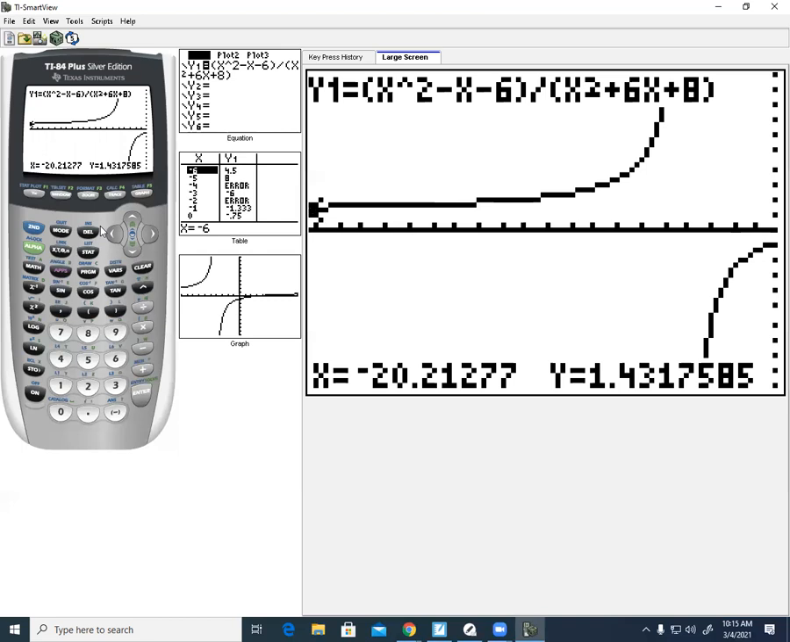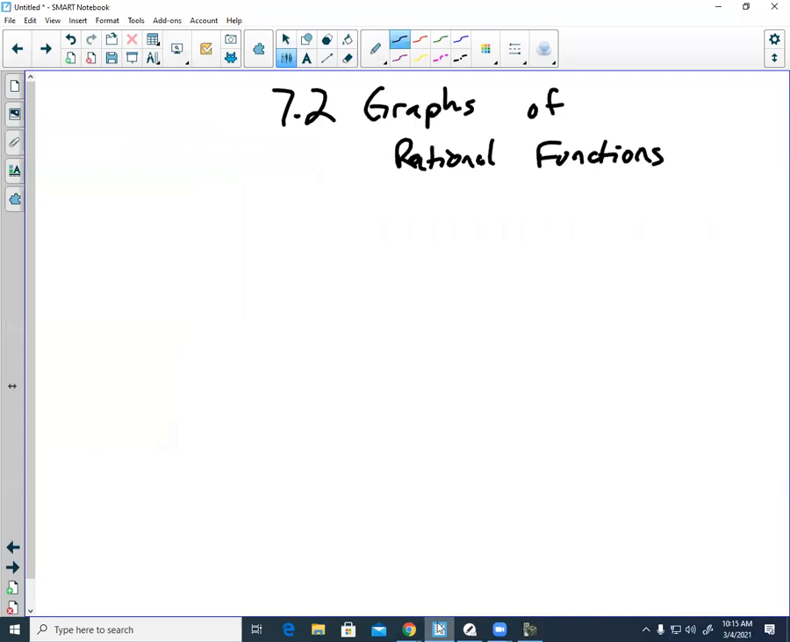Now, the big part of yesterday was mainly about the conclusions that you could have drawn at the end, where it asked you, where did the holes exist? It asked you, where did the vertical asymptotes exist? And then it asked you, where did the horizontal asymptotes exist? And I tried to give you some hints along the way. All right? So I'm going to see if anyone actually remembered what was going on.